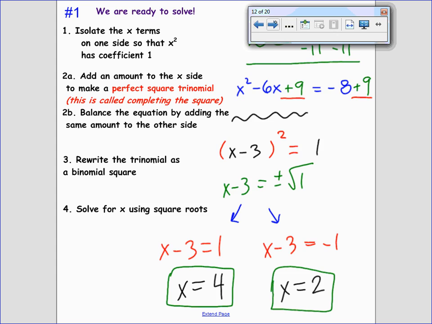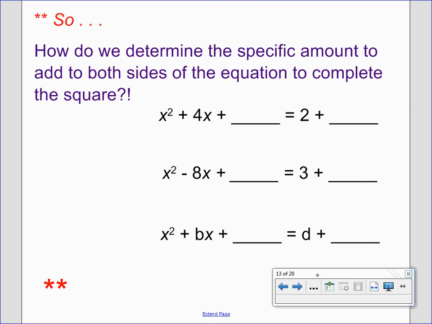So what can we do? Well, we'll take half of 4, which is 2, and 2 squared is 4. So plus 4 would be the first one, if we were going to do that in some problem. We're not solving it, we're just practicing. Half of negative 8 would be negative 4. Negative 4 squared is plus 16, so we'd be adding 16 to both sides.